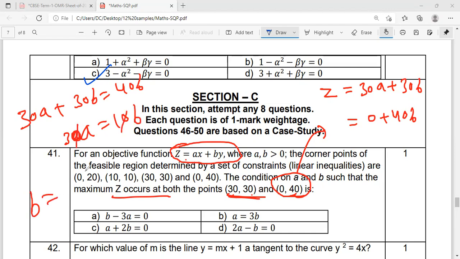So these 0s get cancelled, no? B should be equal to 3A. Where is B equal to 3A? I think the first option is B is 3A. Yes, that is B is equal to 3A. Right? B equal to 3A is the right answer.